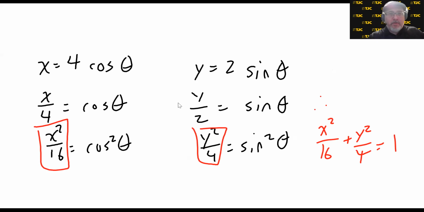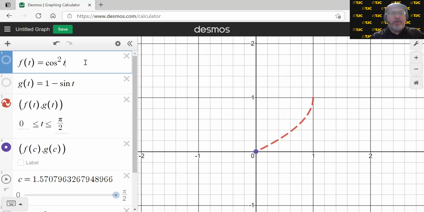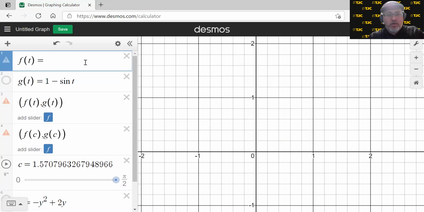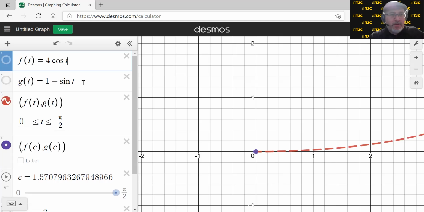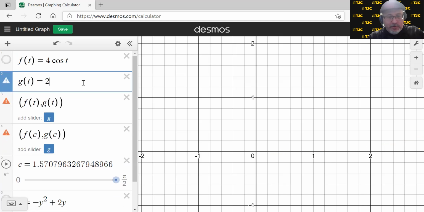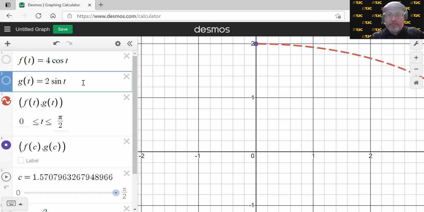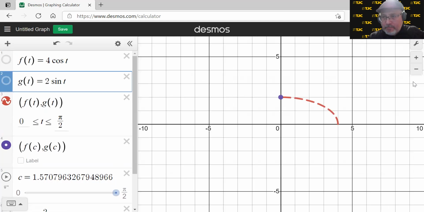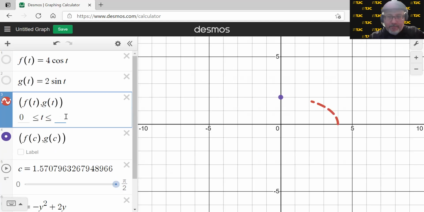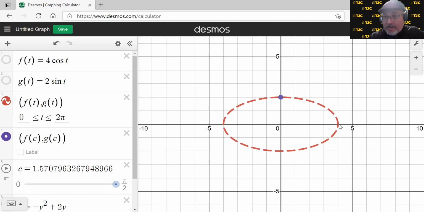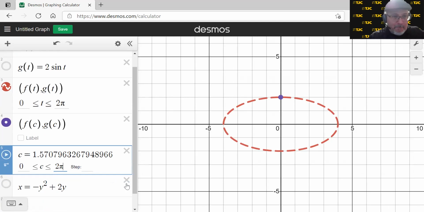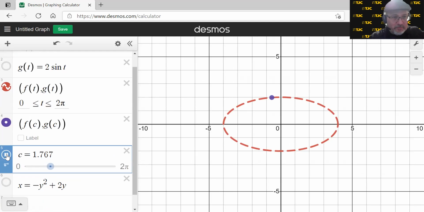There you are. All right, so let's start with our parametric equations, which were 4 cosine of t and 2 sine of t. Okay, let's make our interval go all the way to 2 pi. There's our ellipse with the x-intercepts at 4 and -4 and the y-intercepts at 2 and -2. Just for kicks and giggles, we're going to send this little point around here. I said kicks. Back, stop.